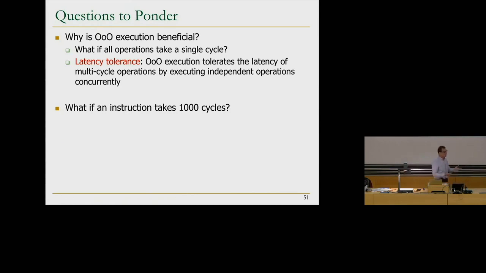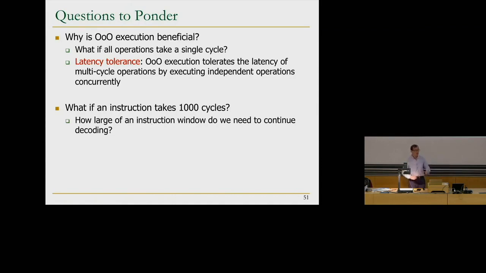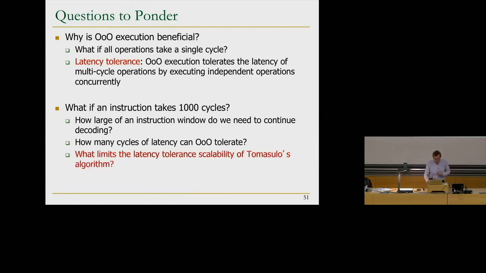But the real world is not that simple. Everything takes a heterogeneous amount of time. So a load may take 1,000 cycles, maybe more. An add may take one cycle. That's why out-of-order machines are beneficial. So what if an instruction takes 1,000 cycles? I already said this, actually. How large of an instruction window do we need to continue decoding? Basically, you need 1,000 entries in this case, assuming that it takes 1,000 cycles after it becomes the oldest instruction in the machine, right? Basically, you can tolerate as many cycles as you have buffering for.